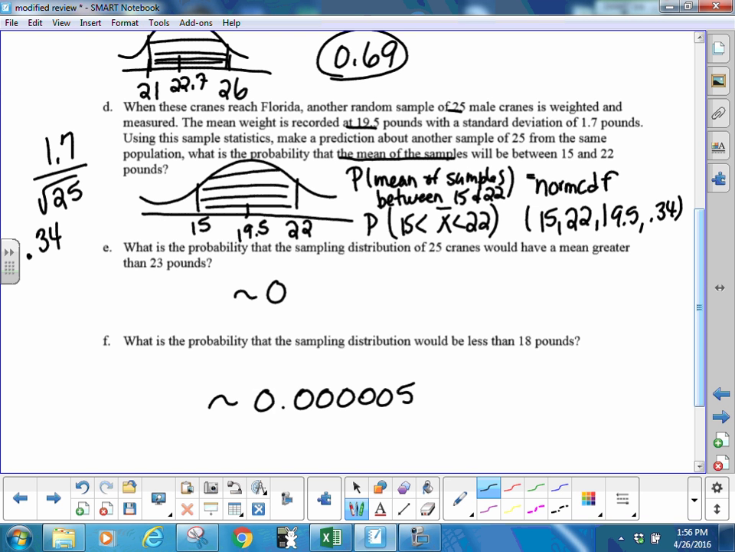So that's probably really similar to what your quiz will be like tomorrow. Is anybody confused about when to just go with the standard deviation they give you and when to divide by the square root of n?